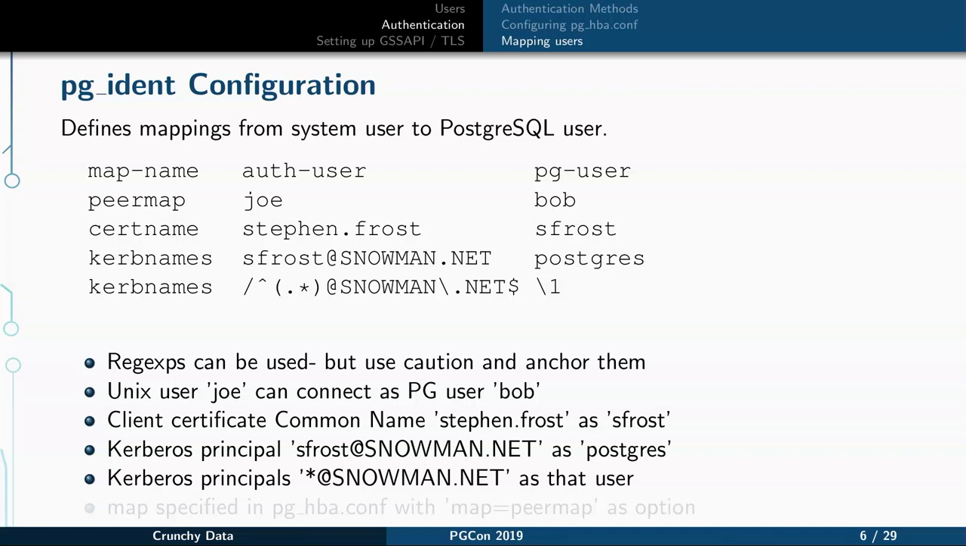But then I also have this regular expression. Regular expressions are identified by having a slash at the beginning, and you then want to anchor it, so that's what that caret is. And then you have a capture, that's what the parentheses are with the dot star in the middle, and then you have an escape for that dot, and then a dollar sign on the end, again, to anchor it. And what does that mean? It means that basically anyone at any principal logging in via Kerberos using this map at snowman.net is allowed to log in as that user, right? So the backslash one takes whatever the capture was and makes that the Postgres user that they're allowed to log in as.